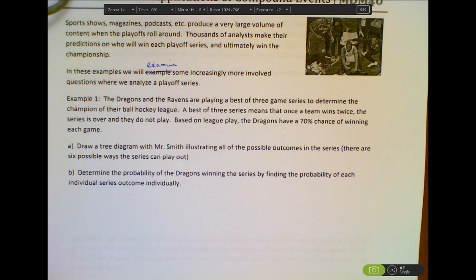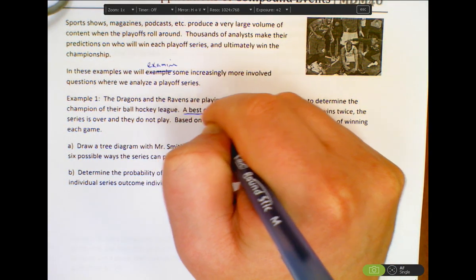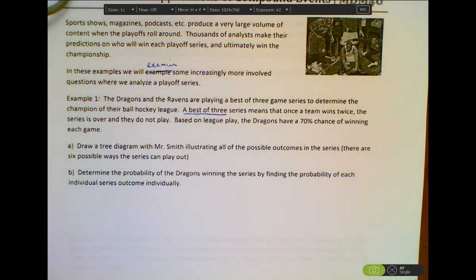We're going to say the Dragons and Ravens are playing in a best of three game series to determine who's going to win their ball hockey league. We can apply this to any sport we want, we're just choosing ball hockey. With a best of three, we have to be really clear. It means that when a team wins twice, the series is over. So if a team wins the first two games, they don't play a third game. That takes some getting used to if you don't watch a lot of sports. But that's our starting point.